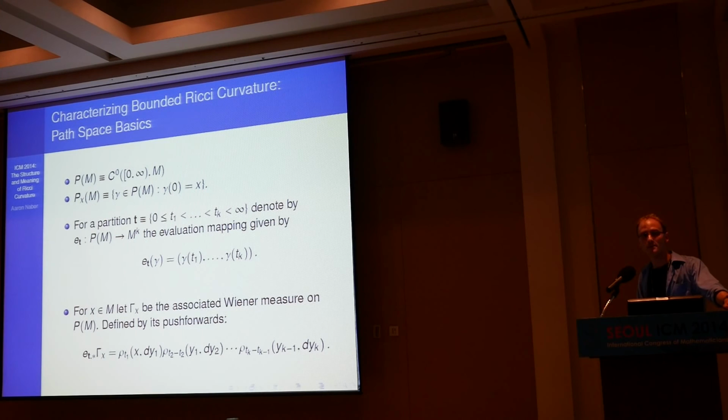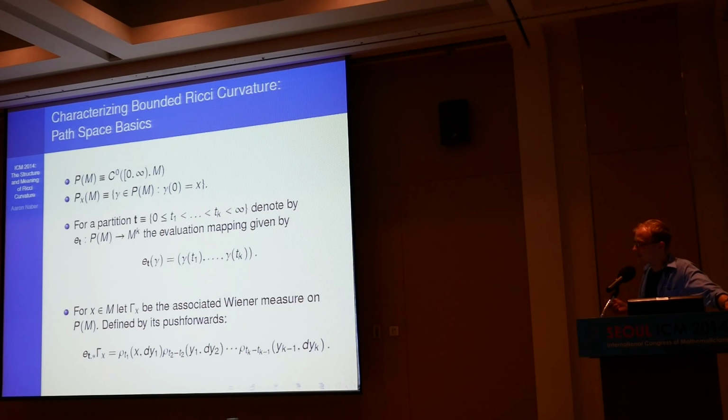So in particular, it gives us a way of integrating. For every point in M, we get a measure on path space which we can integrate with respect to. This is our first piece of structure. And this is classic, by the way, the Wiener measure. This is a very old thing. The second piece of structure is new.